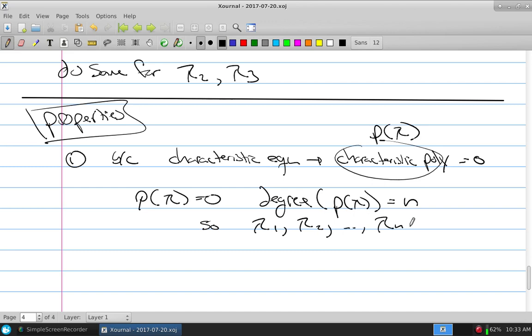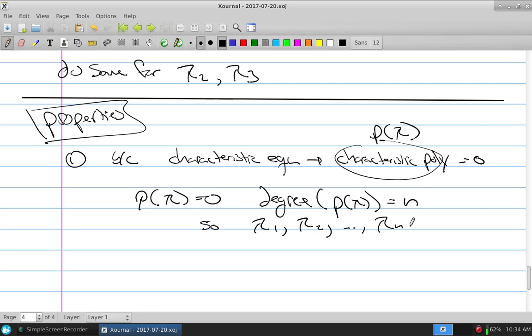But these n solutions, this is the fundamental theorem of college algebra. The fundamental theorem of college algebra says if the degree is 10, and you set this polynomial equal to 0, how many roots are there? How many solutions are there? 10. But are these roots unique?